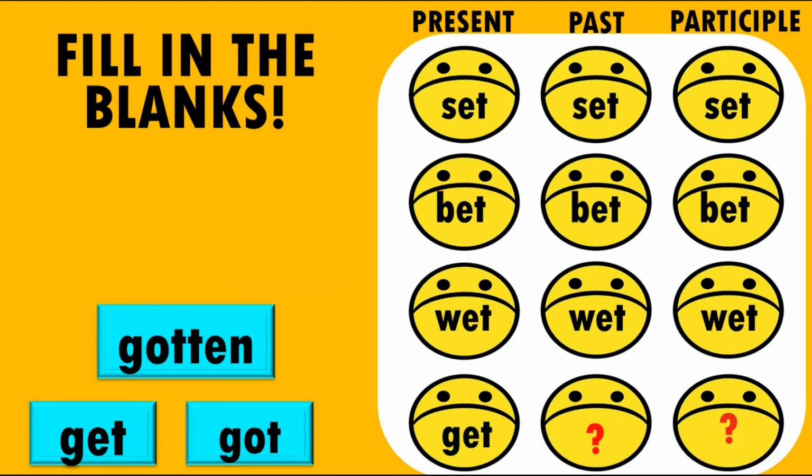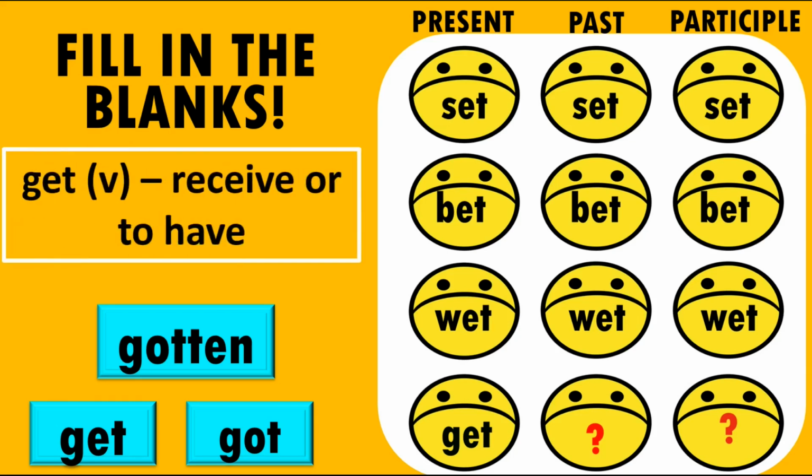So here we have another set of verbs. And remember, these three verbs belong to me. It is set, bet, and wet. And if you notice, these three verbs remain the same for the past and the past participle. Is it so with the verb get? The verb get belongs to you. So guys, get means to receive or to have something. Your task is simple. Which one of these verbs should go in the past? Which one of these verbs should go in the past participle? And remember guys, the clock is ticking. You only have 10 seconds.